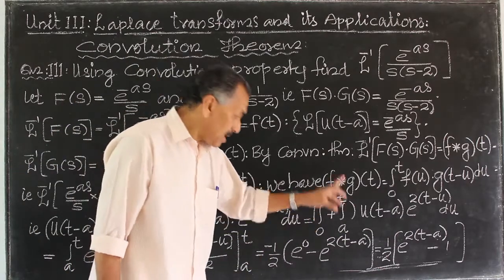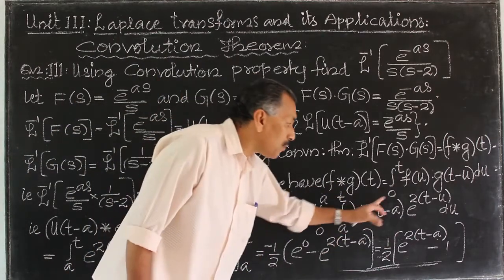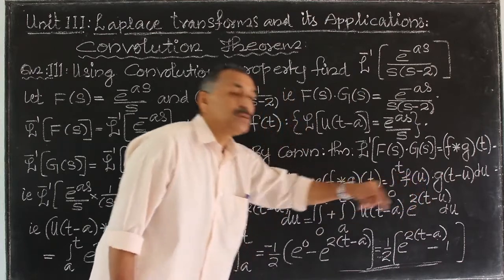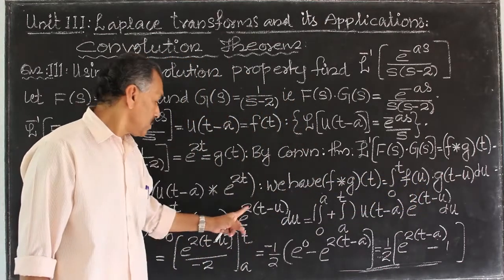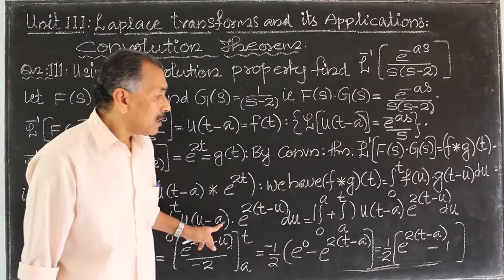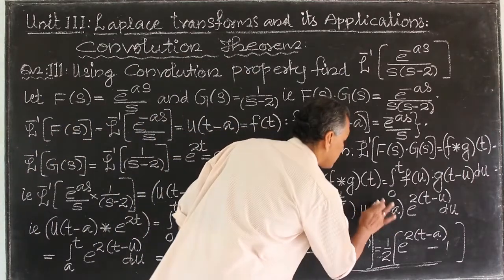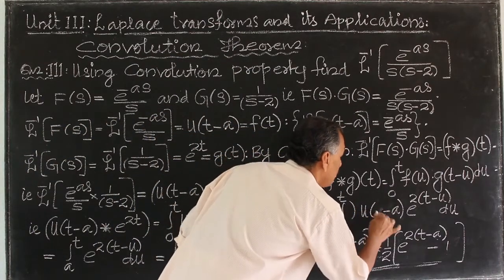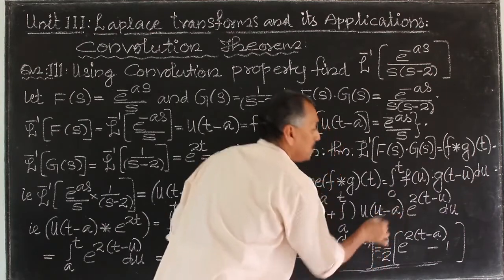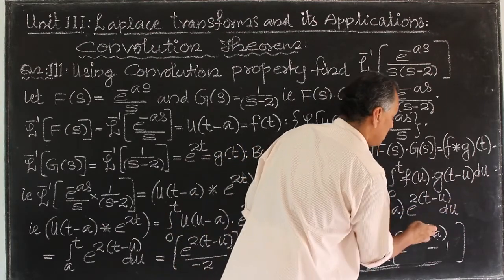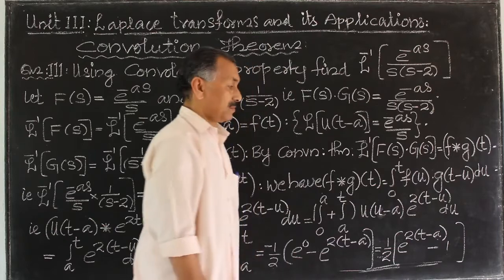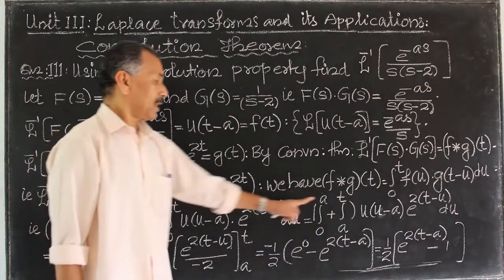Integral 0 to a plus integral a to t of u of u minus a into e raised to 2 into t minus u du.